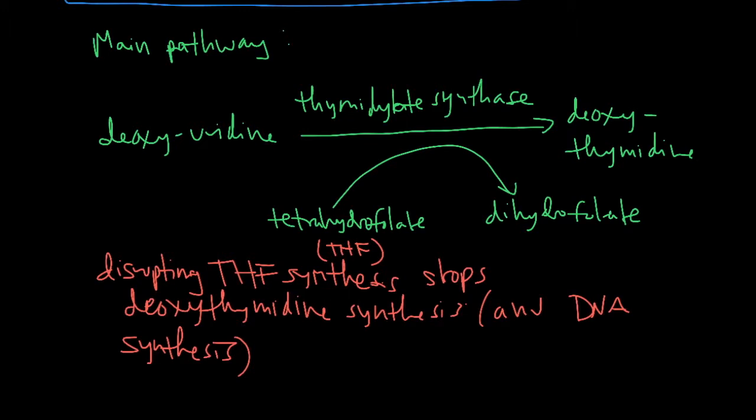Okay, so the main way that nucleotide synthesis inhibitors work is by inhibiting this main pathway, where deoxyuridine is converted to deoxythymidine by thymidylate synthase. And this happens through the conversion of tetrahydrofolate, which is the same as tetrahydrofolic acid, to dihydrofolate, which is the same as dihydrofolic acid. So the main mechanism by which nucleotide synthesis inhibitors work is by inhibiting the synthesis of tetrahydrofolate, which I'll show you later. And if you disrupt THF synthesis, you stop deoxyuridine from being converted to deoxythymidine, and then you disrupt DNA synthesis because you need deoxythymidine to form your bases, like ACGT, which is thymidine.